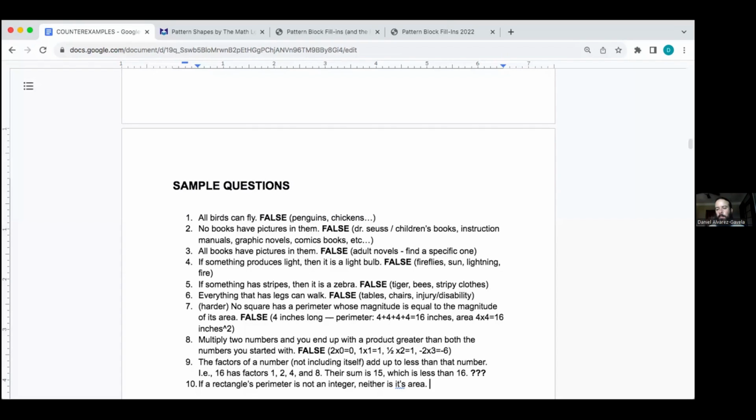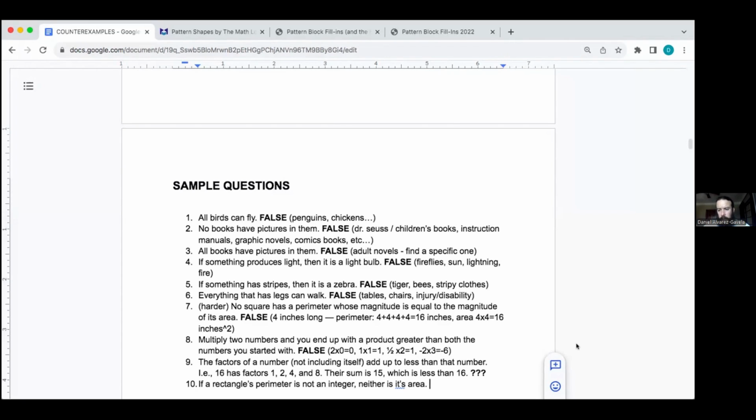Okay, we have a suggestion. So let's see. The proposal is that the length is 6 and the width is 2/3. So let's calculate the perimeter. The perimeter is going to be 6 plus 6 plus 2/3 plus 2/3, which is going to be 12 plus 4/3. And that's going to be 13 and 1/3. So that's not an integer.